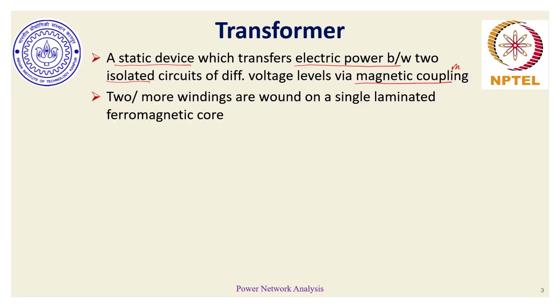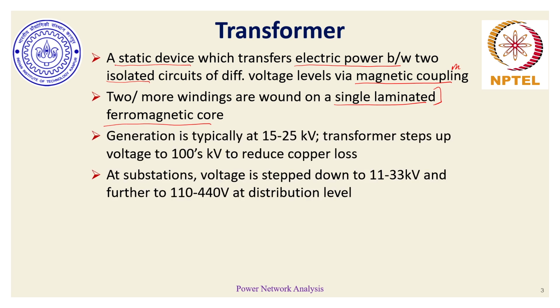Let's say we have three-phase transformers, we can have three-phase windings. And all these three windings or two windings or n number of windings, where n is more than or equal to 2, are all wound on some magnetic core, which we call a ferromagnetic core, with certain laminations on it. Now, why these laminations are there, we'll probably come back to this when we go into details of what transformers are.